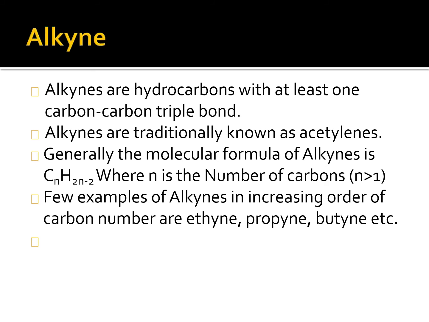Now we're going to talk about alkyne. Alkynes are hydrocarbons with at least one carbon-carbon triple bond. Alkynes are traditionally known as acetylenes. Generally, the molecule formula of alkynes is CnH2n-2, where n is the number of carbons. A few examples of alkynes in increasing order of carbon number are ethyne, propyne, butyne, and etc.